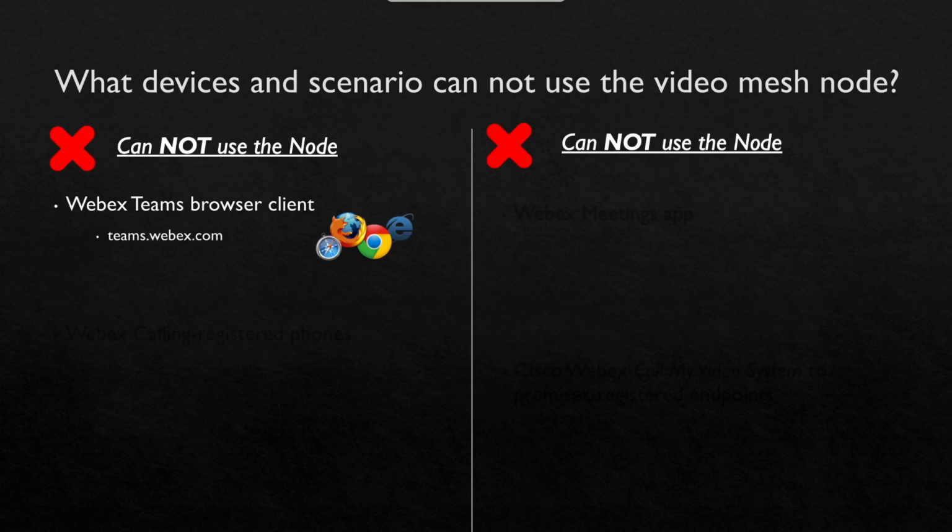So we talked about Webex Teams application users can connect to video mesh node, but if you go into a browser, it does not matter if that is Safari, Firefox, Chrome, Internet Explorer, what's the new one? Edge, Microsoft Edge, any of those, you go into the web login through that browser for Teams. You go to teams.webex.com, sign in with your account. You can sign in, you can connect to meetings, but you cannot use the video mesh node.